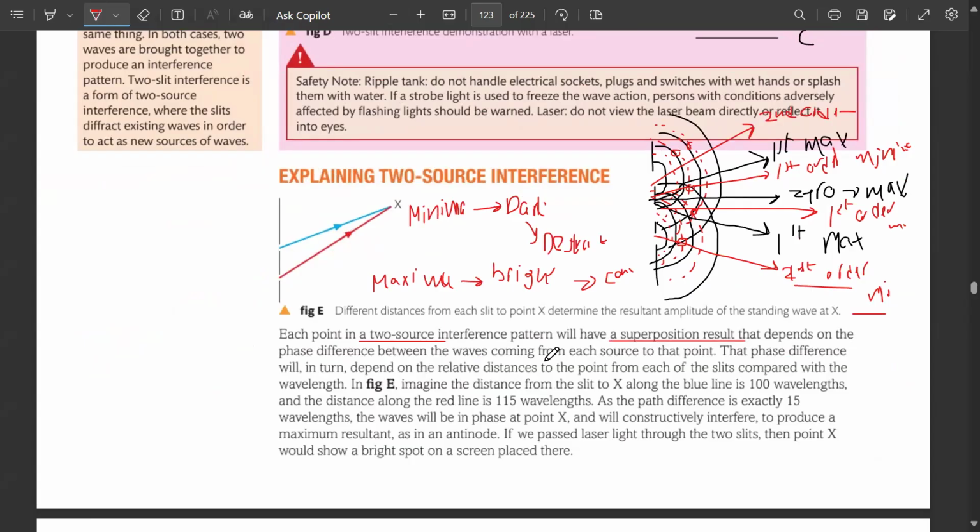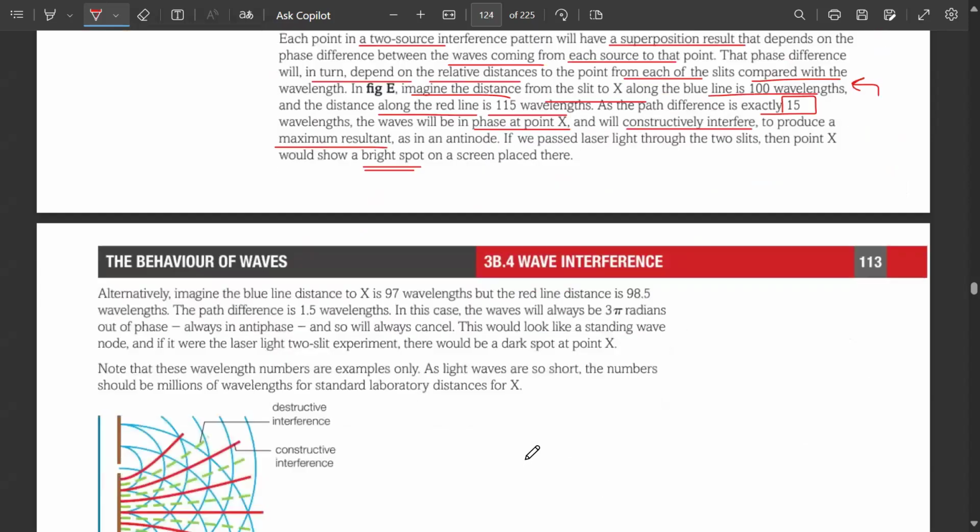phase difference between the waves coming from each source to that point. That phase difference will in turn depend on the relative distances to the point from each of the slits compared with the wavelength. In figure E, imagine the distance from slit to X along the blue line is 100 wavelengths, and the distance along the red line is 115 wavelengths, so the path difference is exactly 15 wavelengths. The waves will be in phase at point X and will constructively interfere to produce a maximum resultant, as in an anti-node. So that would show a bright spot, an antinode?